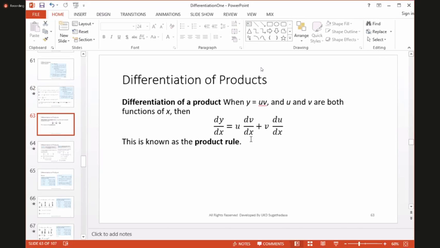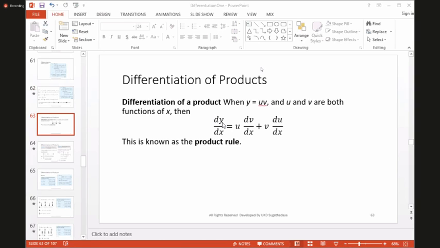This is the formula. y equals uv. dy by dx equals u dv by dx plus v du by dx. Even this formula can be proved using the first principle. Remember, we are not going to discuss the theory part that much, because your requirement is to use this knowledge to solve problems in engineering. You are not supposed to be a mathematician.